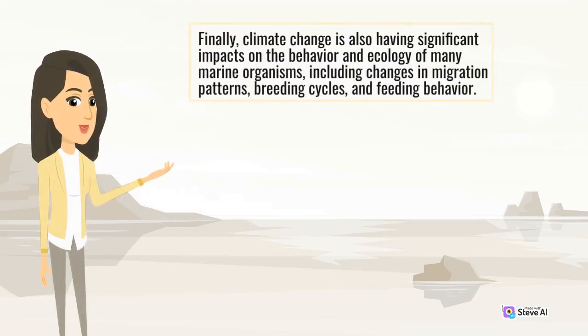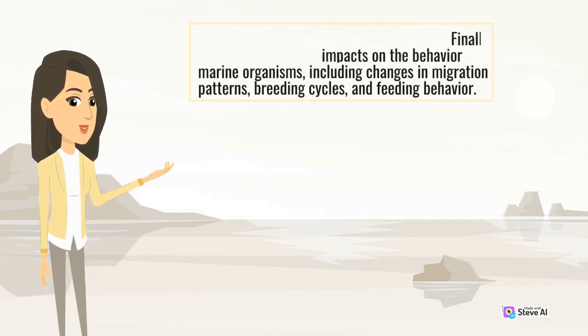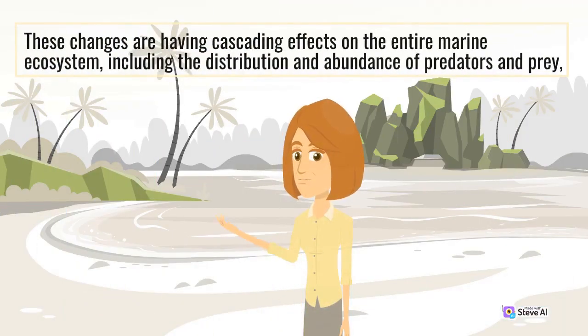Finally, climate change is also having significant impacts on the behavior and ecology of many marine organisms, including changes in migration patterns, breeding cycles, and feeding behavior. These changes are having cascading effects on the entire marine ecosystem, including the distribution and abundance of predators and prey.